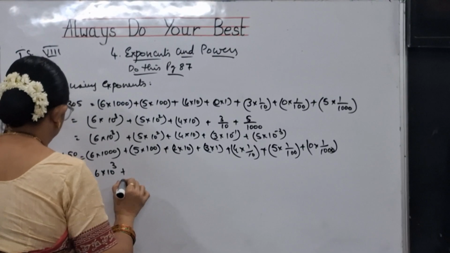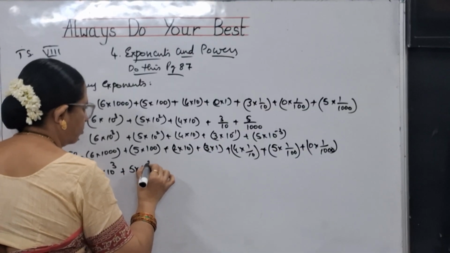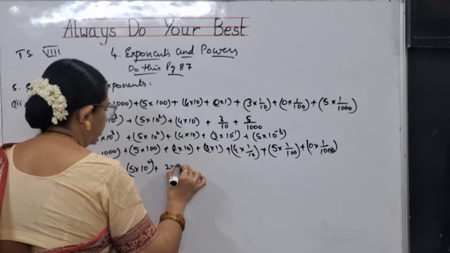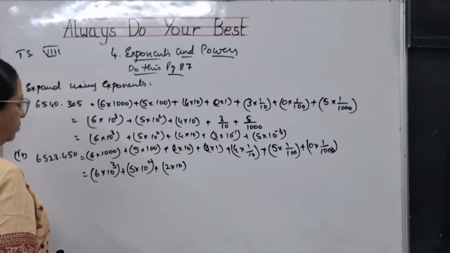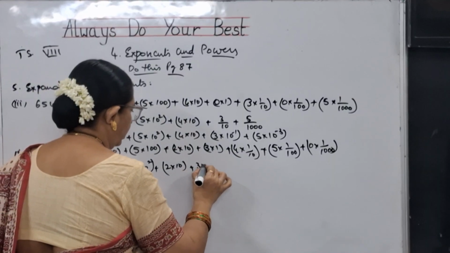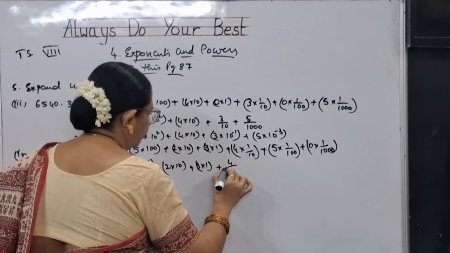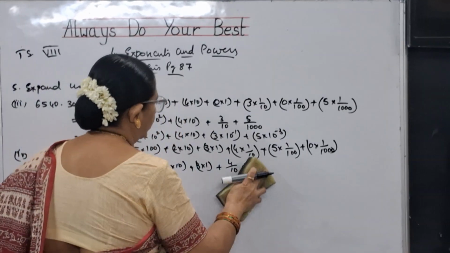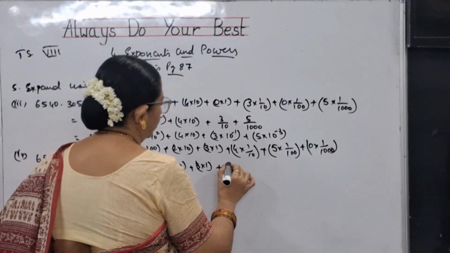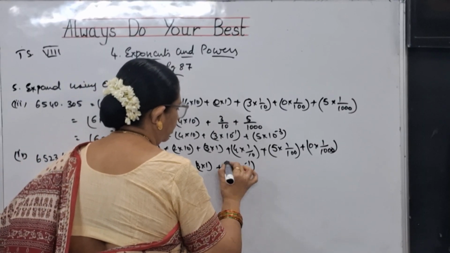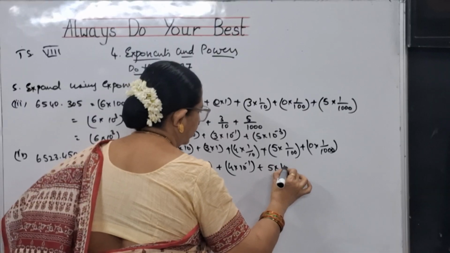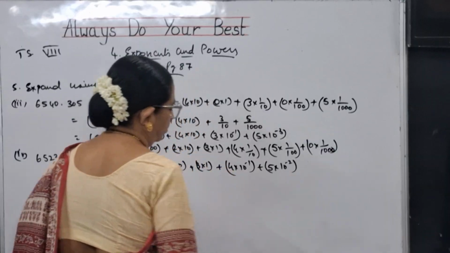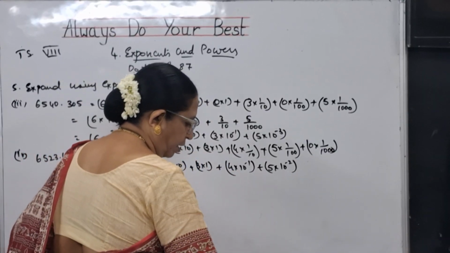then 5 into 10 square plus 2 into 10 plus 3 into 1 plus 4 by 10 plus 5 by 100, or else directly let us write it here, 4 into 10 to the power of minus 1 plus 5 into 10 to the power of minus 2. That's all. 0 into any number is 0. This is the answer, children.